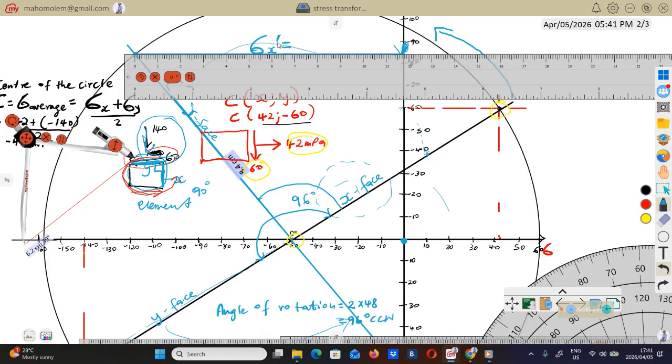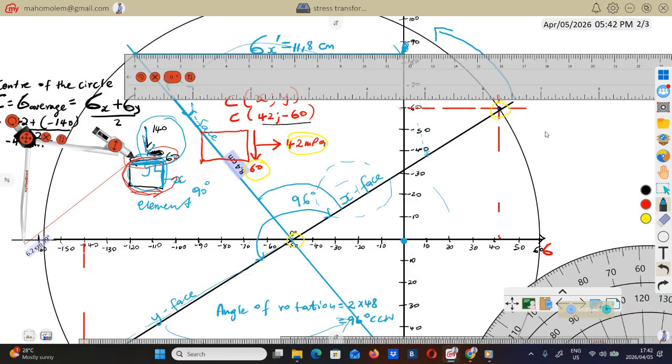How much is this? I see about 11, 11.5, 11.7. Yeah, about 11.8. It's what? Centimeter.